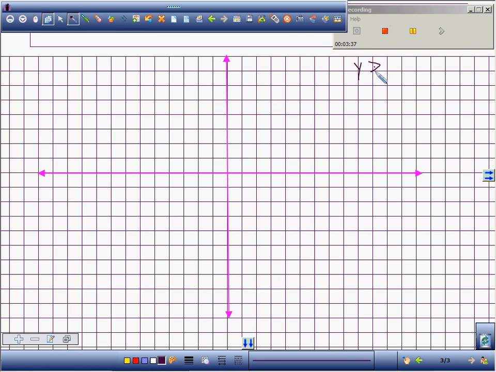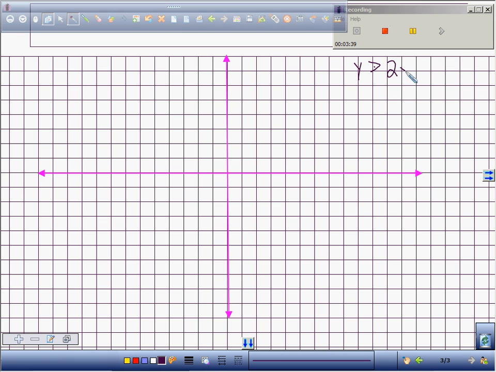y is greater than, let's say, 2x minus 3. So the way you start off with each of these is you first graph the line y equals 2x minus 3. Can anyone tell me how to graph that? What do I do with this minus 3? You go down 3. That's the y-intercept, right? So I'm going to put a point down here at 0, -3. That's your y-intercept.